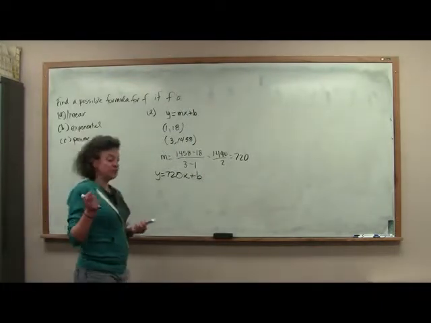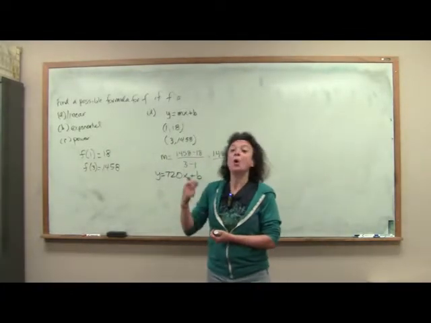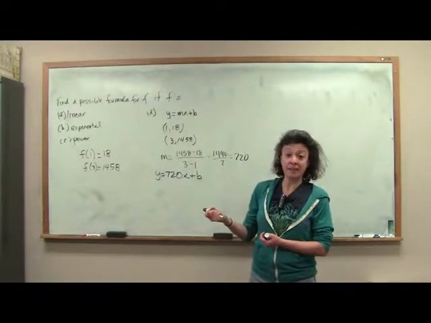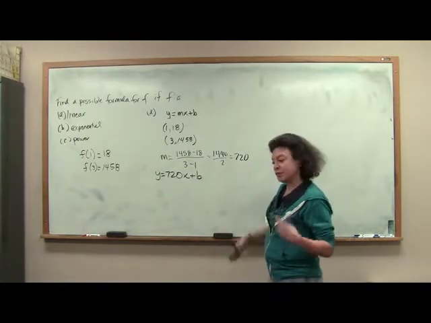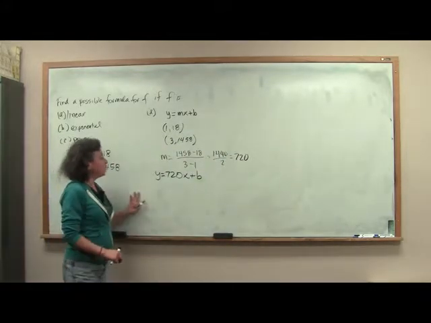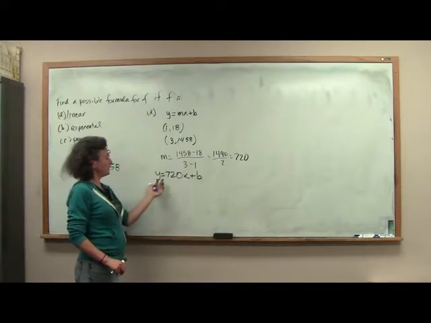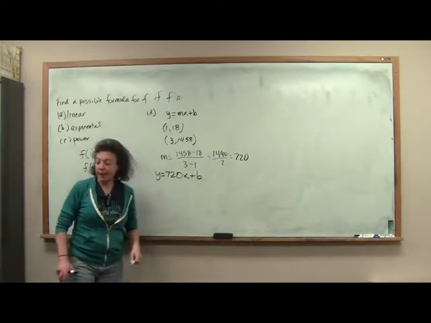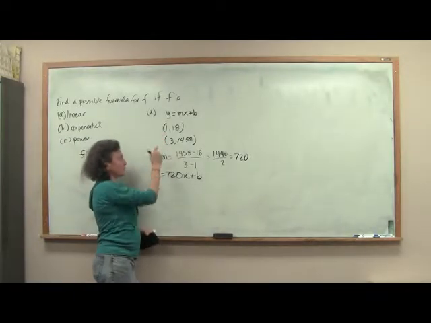Now, we can either use y minus y1 equals m times x minus x1, or we could use y equals mx plus b. Okay, since we have the y equals mx plus b right here, let's just use that. How do we do that? Well, what we do is we plug in either one of these ordered pairs in for x and y, and then solve for b. I'll plug in my top ordered pair.